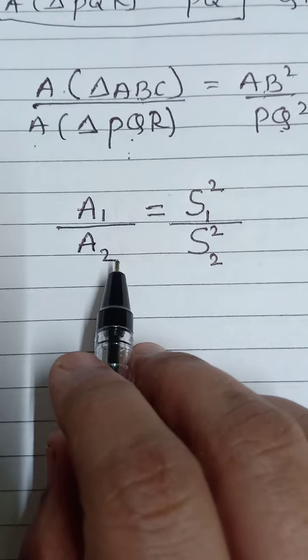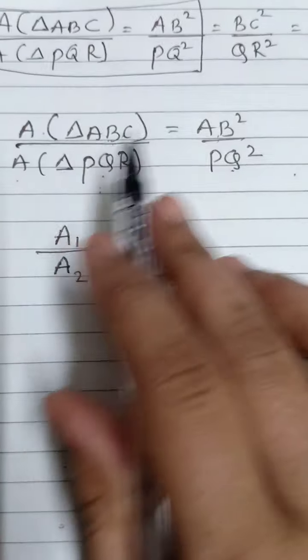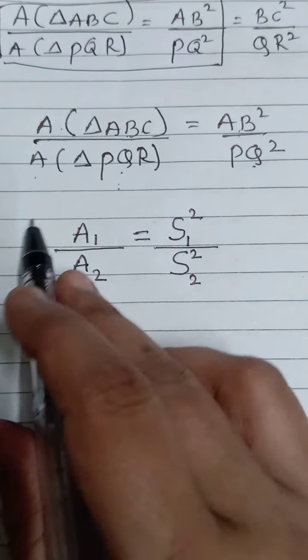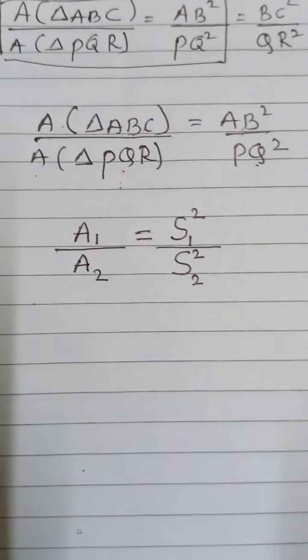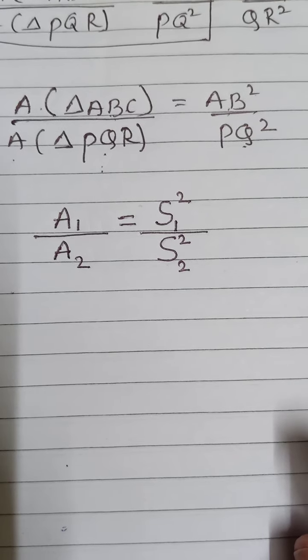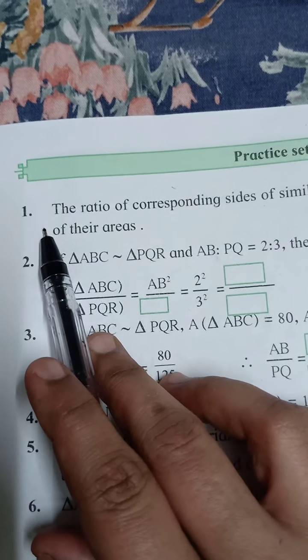So you have to remember, whenever the figure is not given to us and we don't know the naming of the triangle, then the application of the theorem of areas of similar triangles is this one. Now we will see our last practice set of chapter number 1, that is practice set 1.4. We'll start with question number 1.